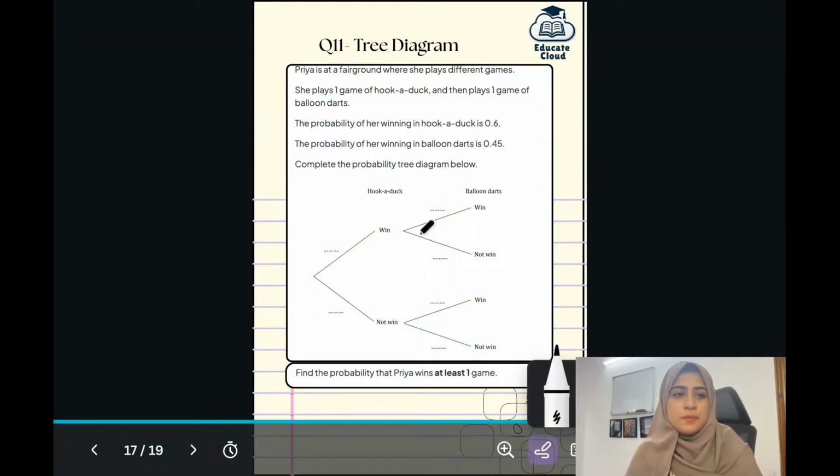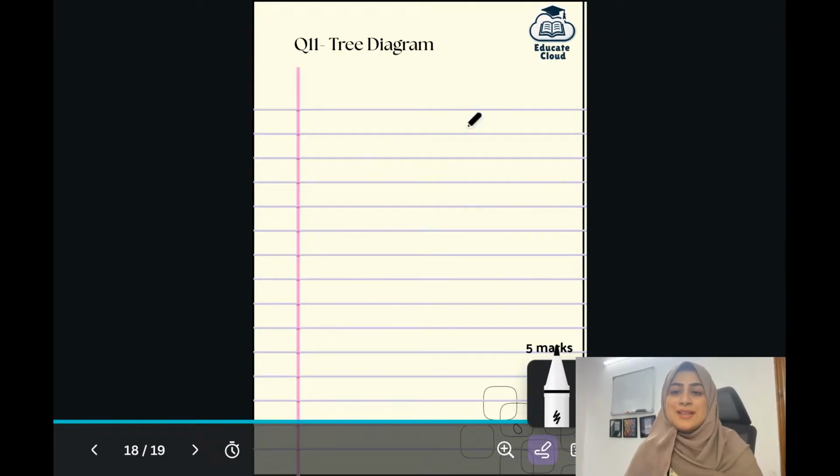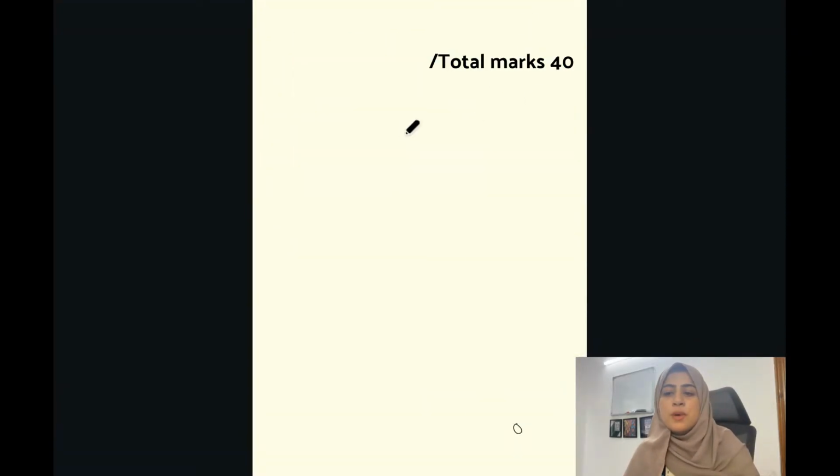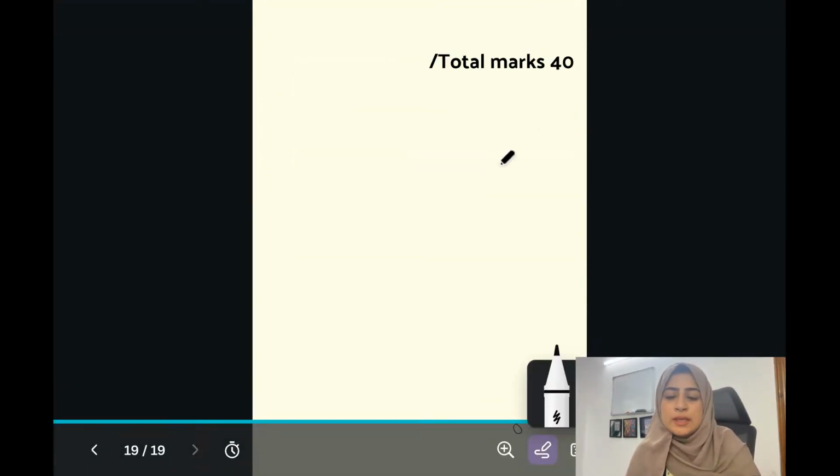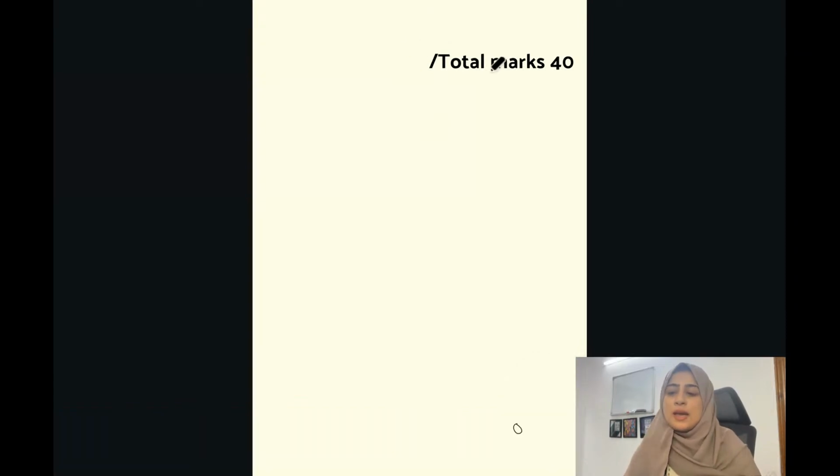I'm sorry, the annotations are gone. So that's the end of the paper. Give yourself a mark out of 40, depending on how you did on the paper. And we will continue and do loads more questions, loads more types of predicted papers and the like.